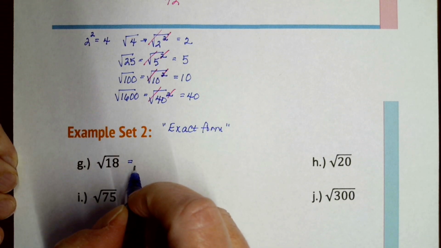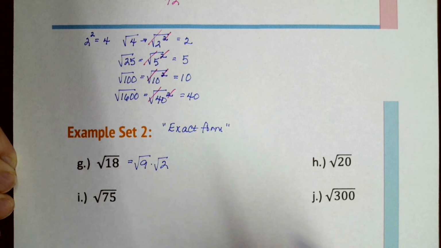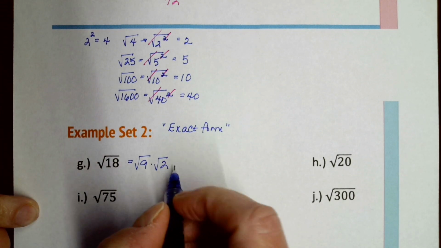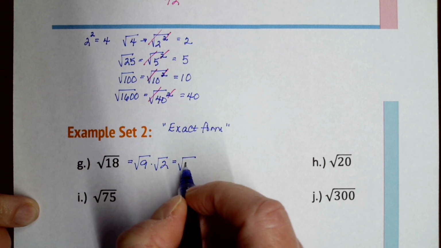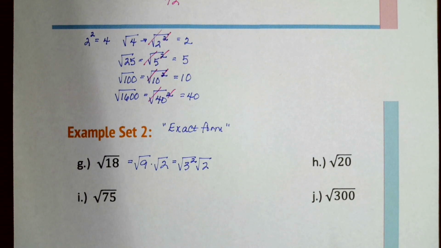So if I rewrite 18 as the square root of 9 times the square root of 2, very similar to what we were doing above, I'm going to go one step further. This 9 I could write as the square root of 3 squared. That 2 doesn't have anything to offer though.